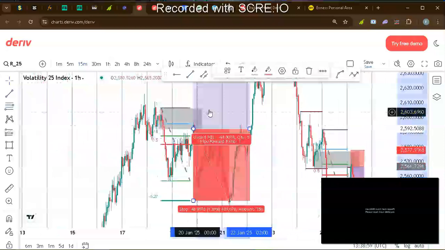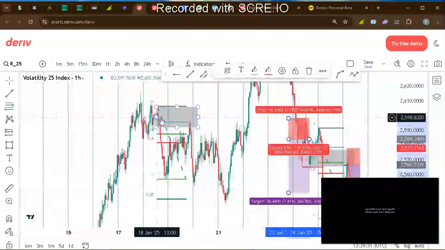right here, this order block right here. The market pulled back to this order block right here. What do you expect the market to do? It is to push back. That's what the market did. It just pulled all the way back up to give you an order block.